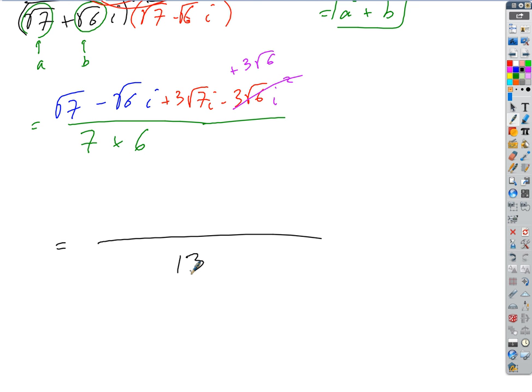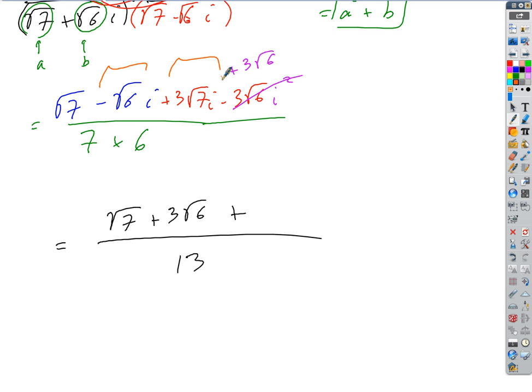Now what? So let's combine the real parts on the top. So the terms with no i's in them. So I'm going to get a square root of 7 plus 3 radical 6, right? So there's the real part. Now what about the imaginary part? So the imaginary part, we've got this term combined with that term.